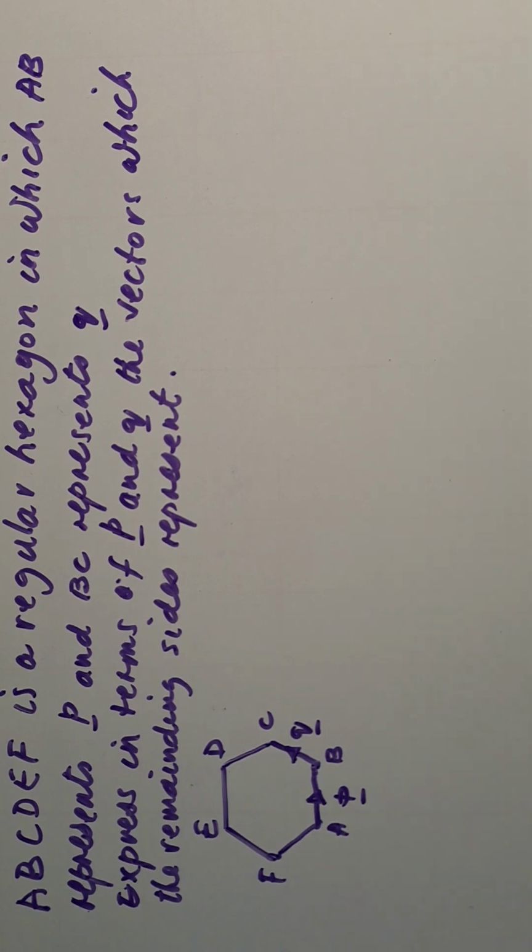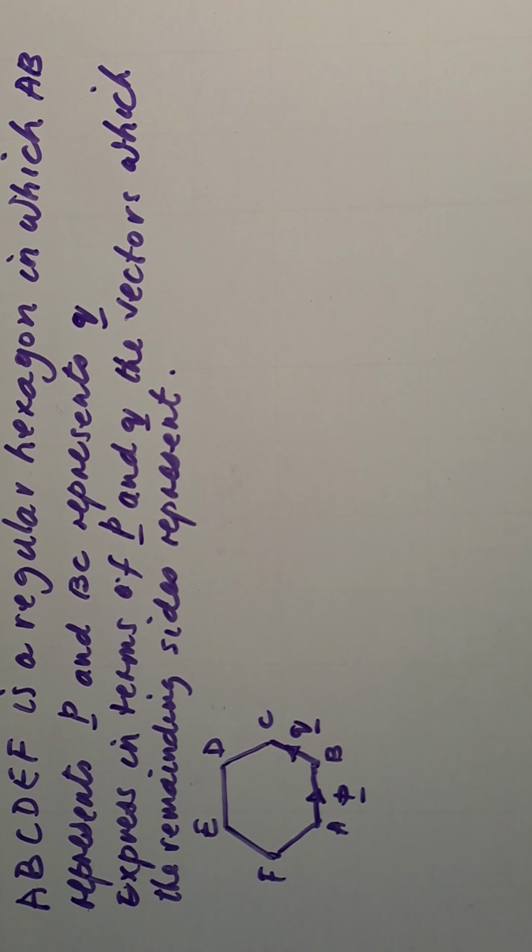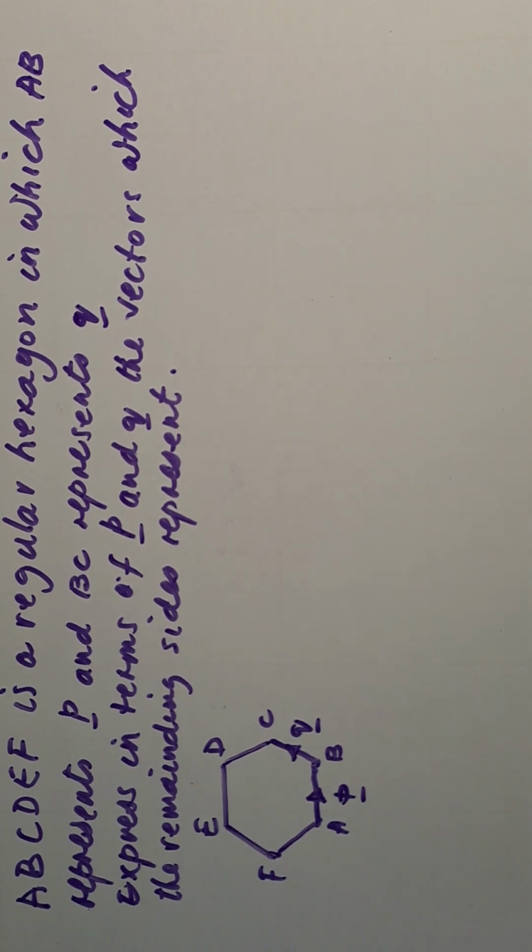Hi there. ABCDEF is a regular hexagon in which AB represents the vector P and BC represents the vector Q. Expressed in terms of P and Q, what are the vectors which represent the remaining sides?